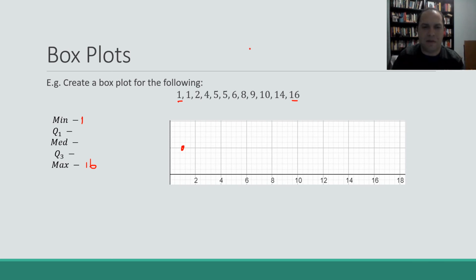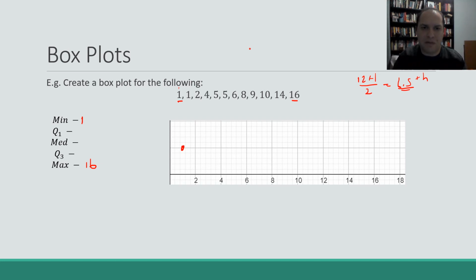In terms of number of data points, we've got 1, 2, 3, 4, 5, 6, 7, 8, 9, 10, 11, 12. So 12 plus 1 over 2. 12 plus 1 is 13. 13 divided by 2 is 6.5. So our median will be the 6.5 score. So it's between 6 and 7.